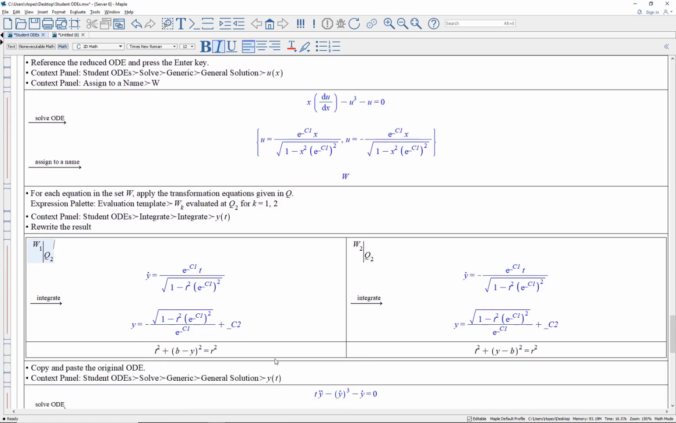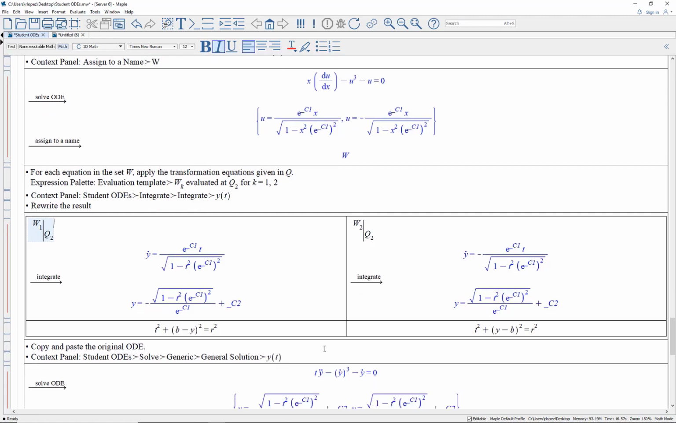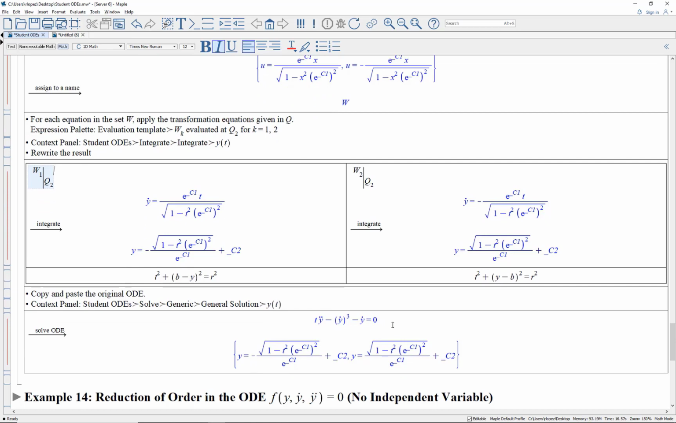Now, if you look at those carefully, you can put this one into the form t squared plus (b minus y) squared as a constant squared. And here it turns out it's y minus b, but these are equivalent, so the solution is really a circle. So if you go directly to the differential equation and you ask for the general solution, you get these two things back.